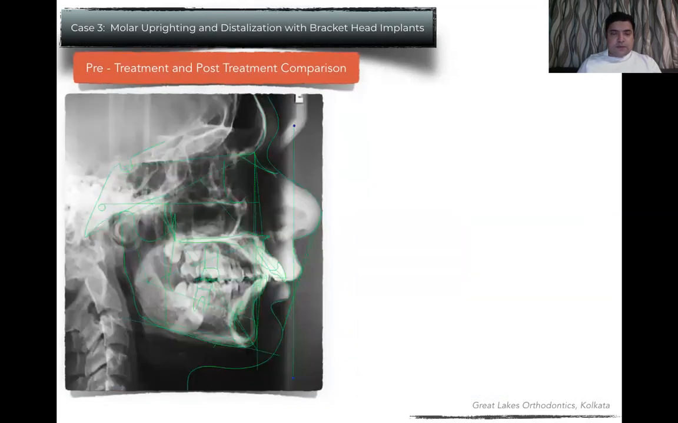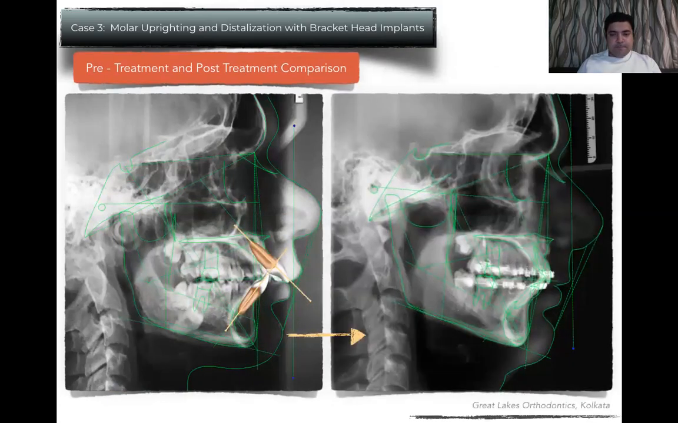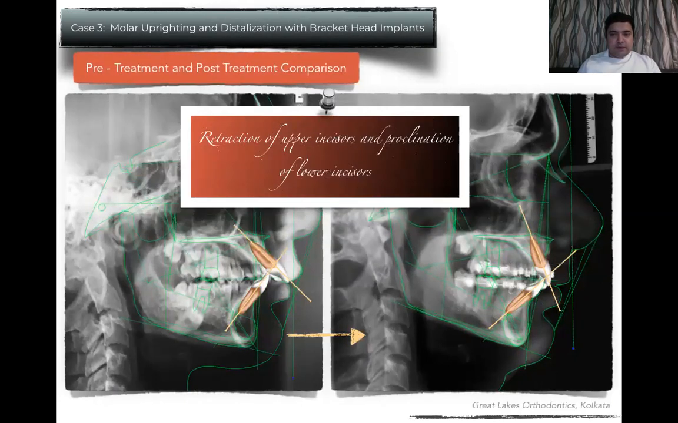A comparison of the lateral cephalogram shows that now we got a lot of retraction of the upper incisors and we corrected a lot of overjet. The lower incisors did procline a bit. So retraction of the upper incisors, a little bit of proclination of the lower incisors.